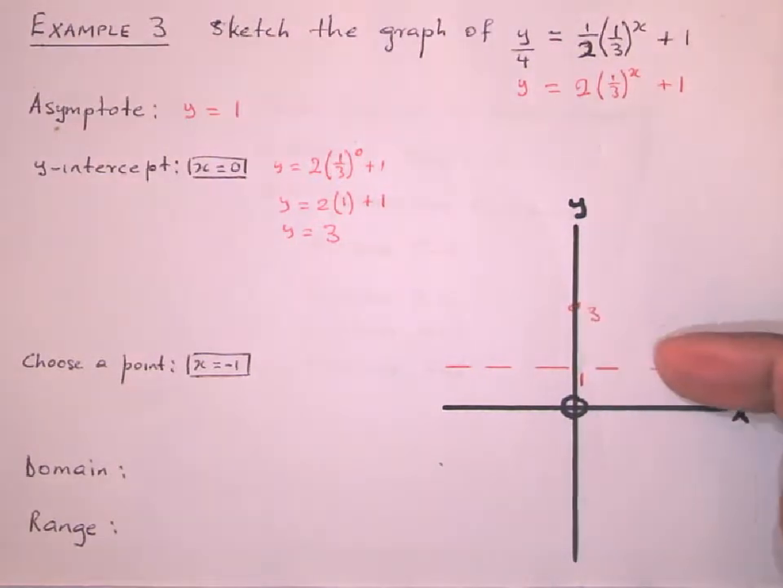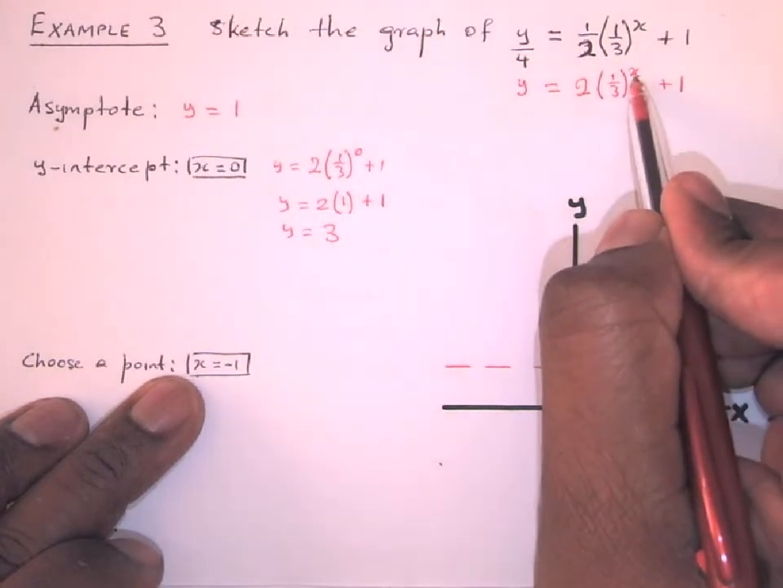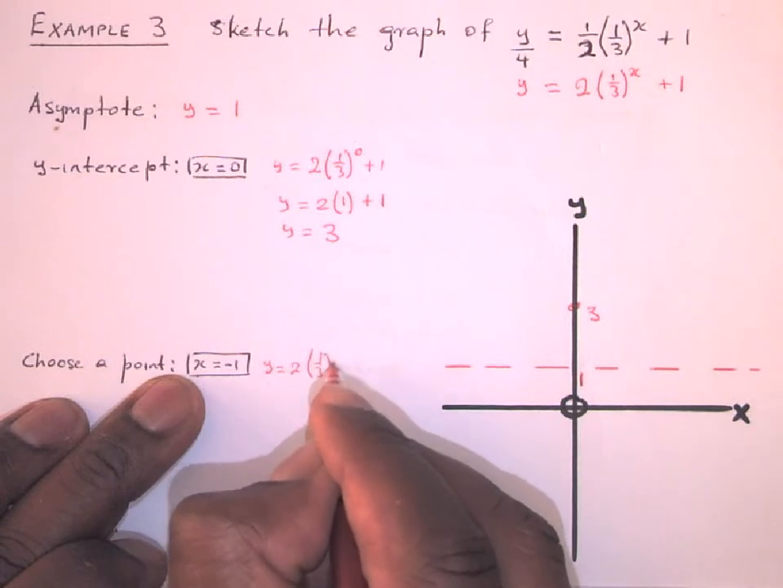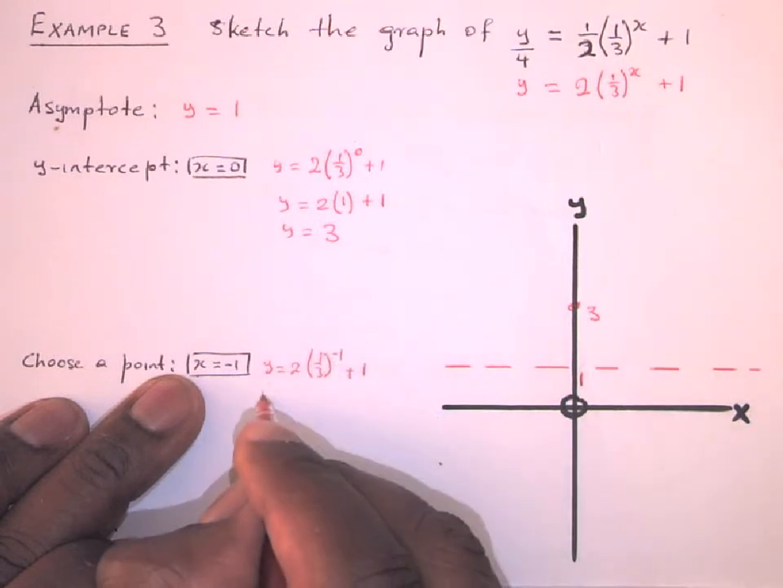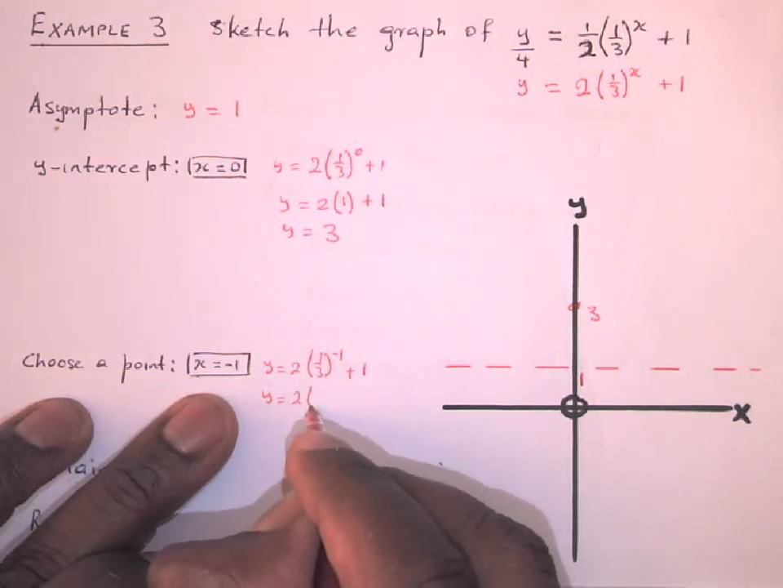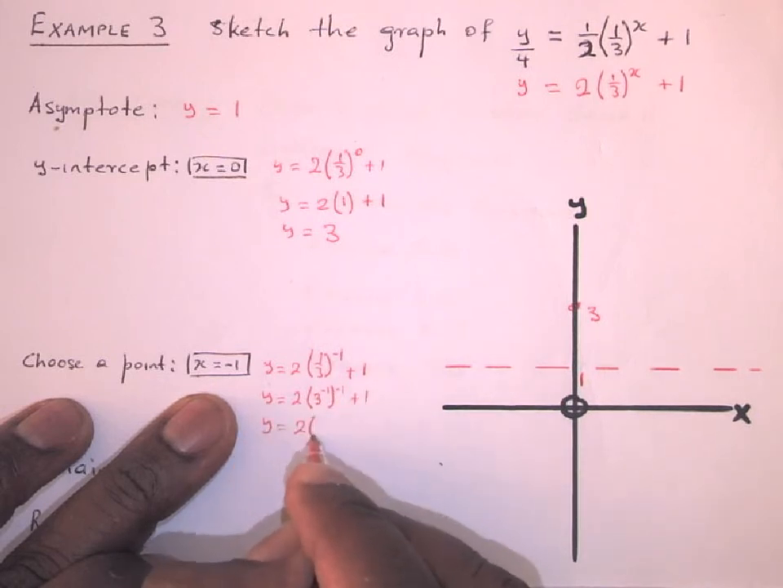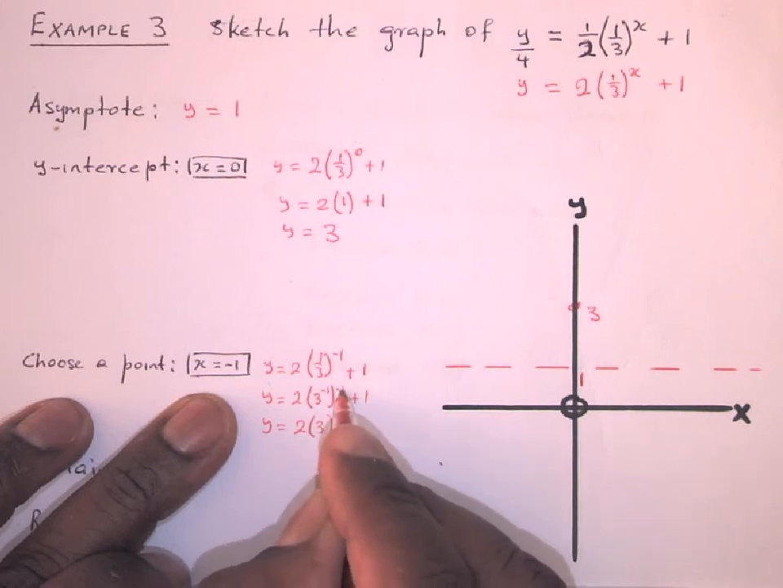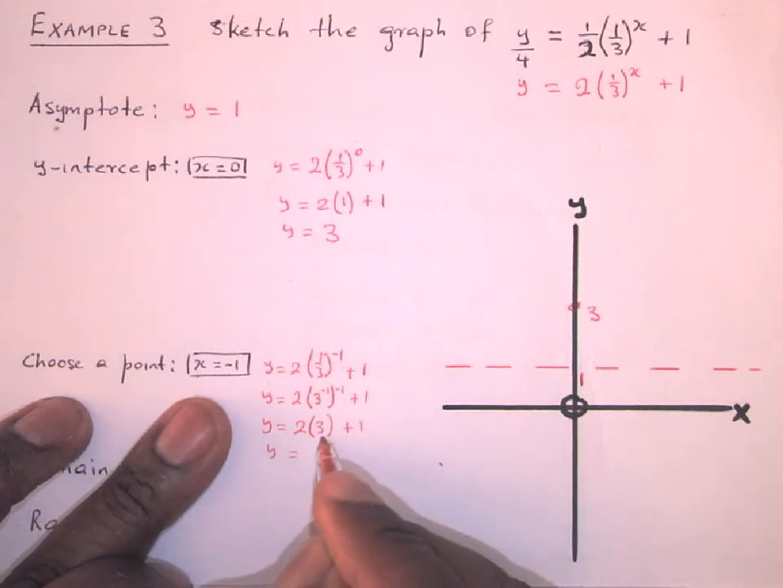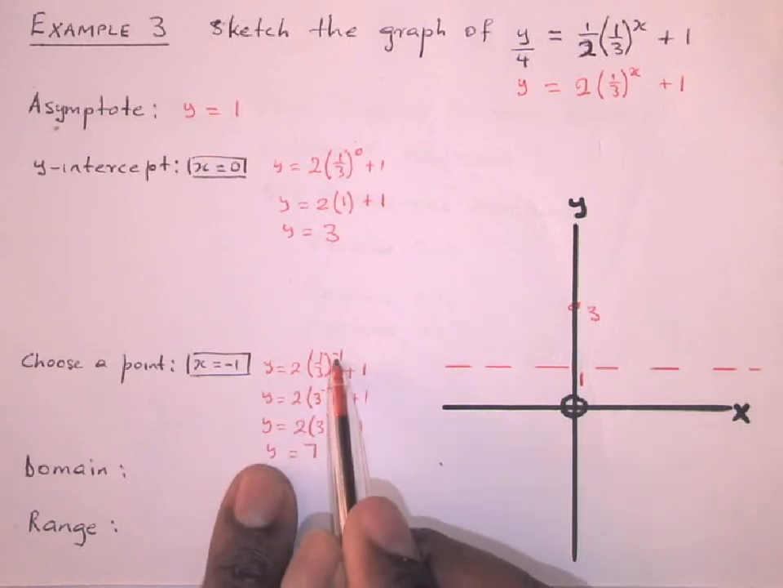Now, this is a decreasing function because of the one third, but you can check that it's coming down like this. Let's choose another point. Let me choose x equals minus 1. If I put x as minus 1, then y is equal to 2 times 1 over 3 to the minus 1, plus 1. So this is 2 times 3 to the power of minus 1 times minus 1, which is 3 exponent 1, then plus 1. So y is equal to 2 times 3, which is 6, plus 1, that is 7. So when x is minus 1, y is 7.